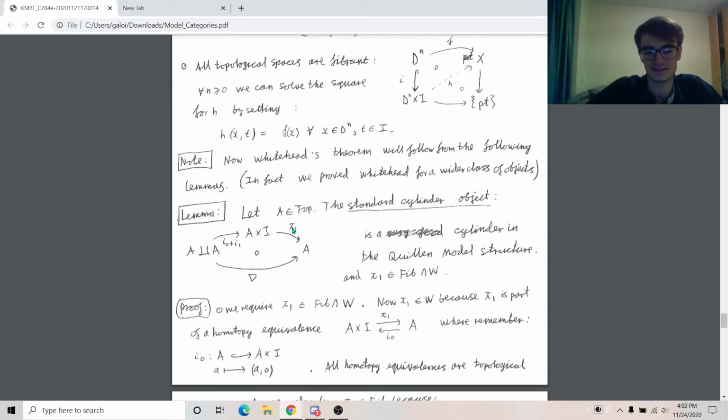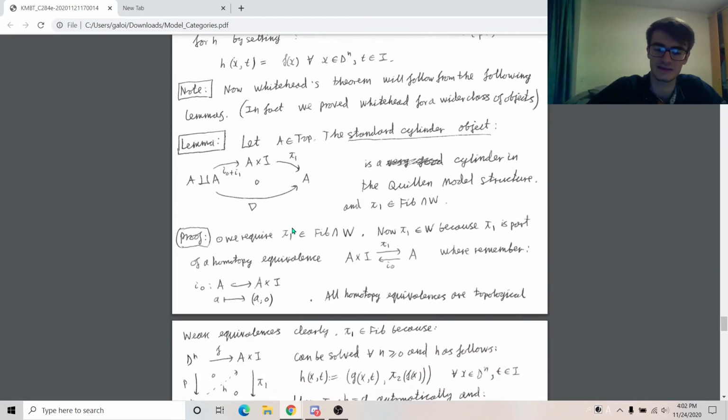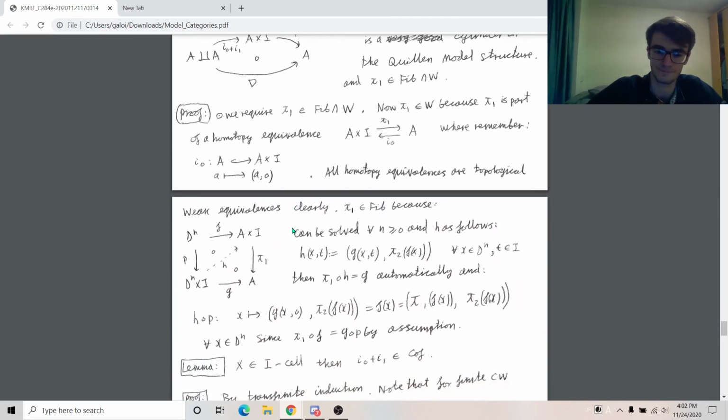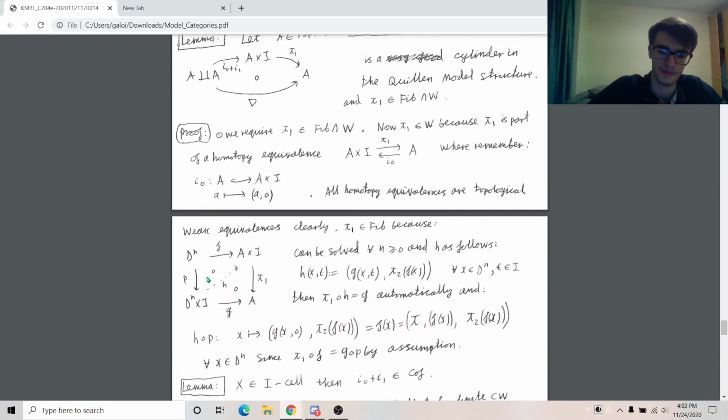Well, pi1 is actually a deformation retract, so it's going to be a homotopy equivalence, and so it's going to be a weak equivalence. And why is pi1 a fibration? It suffices to, again, solve this square here for all maps in J. And I've written down here how you can solve this square.